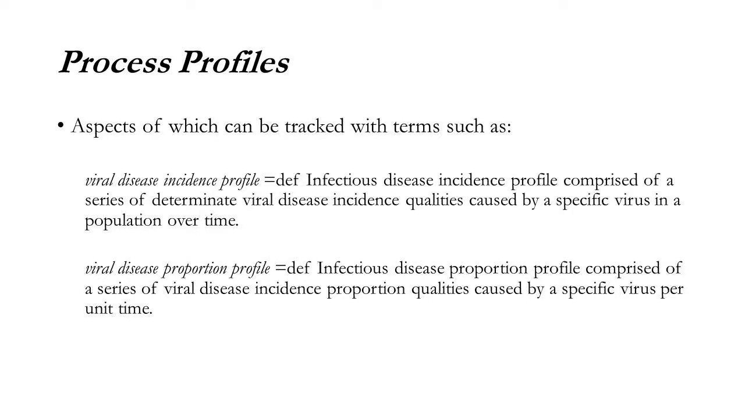Now, here we have the viral disease incidence profile. So, an infectious disease incidence profile comprised of a series of determinate viral disease incidents. They're caused by a specific virus in a population over time. This abstraction is just one among many. We might also, for instance, want to look at the viral disease proportion profile, which is an infectious disease proportion profile comprised of a series of viral disease incidence proportion qualities caused by a specific virus per unit time. So we can also have rates, we can have seasonal changes. Process profiles allow us to capture that sort of epidemiological information with a very clear set of terms.